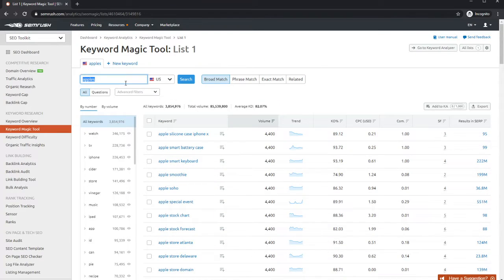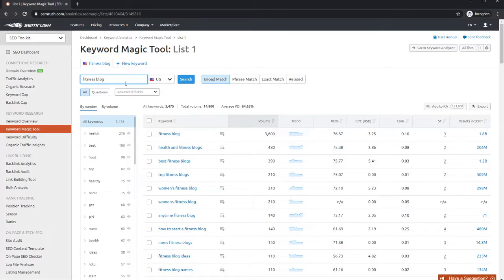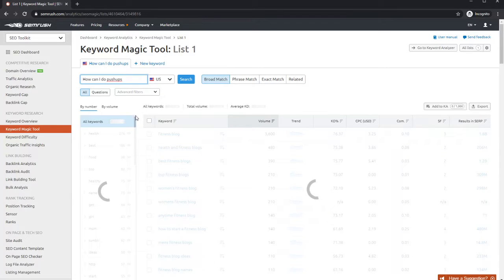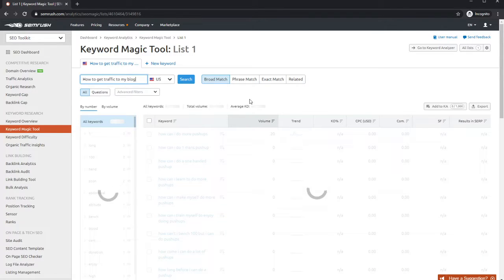So let's say your blog was about fitness, right? Usually when you write a blog, you want to ask the question. So let's change it up. How can I do push-ups? Yeah, let's just write this. How could I do push-ups? It's assuming that someone will type this. As you can see, it's still loading. I'm sorry, taking a while. Let's change it up. How to get traffic to my blog. Okay, let's make this incredibly easy. How to get traffic to my blog.